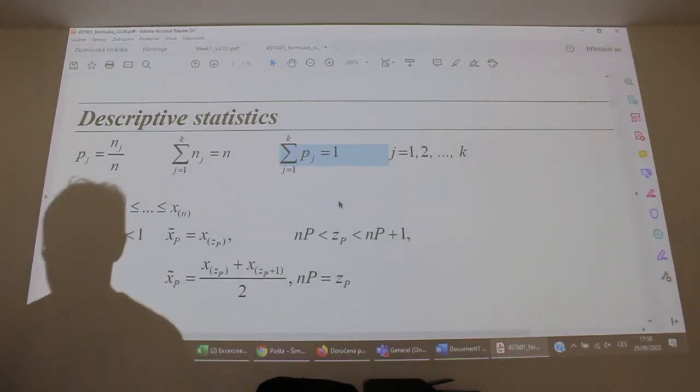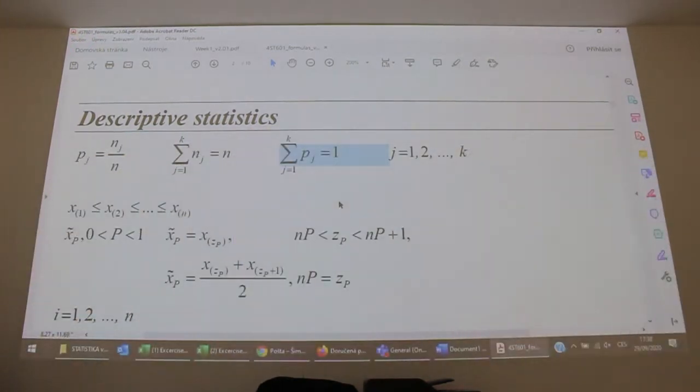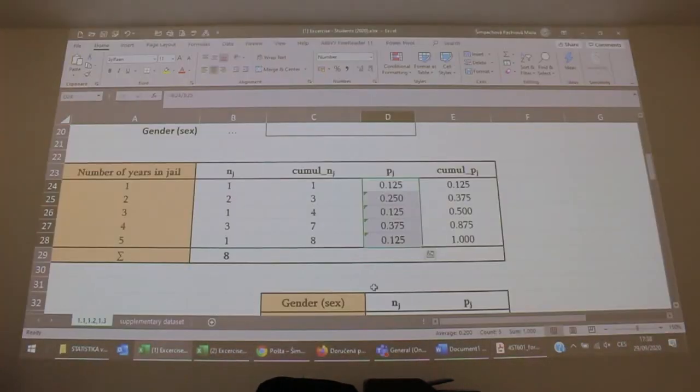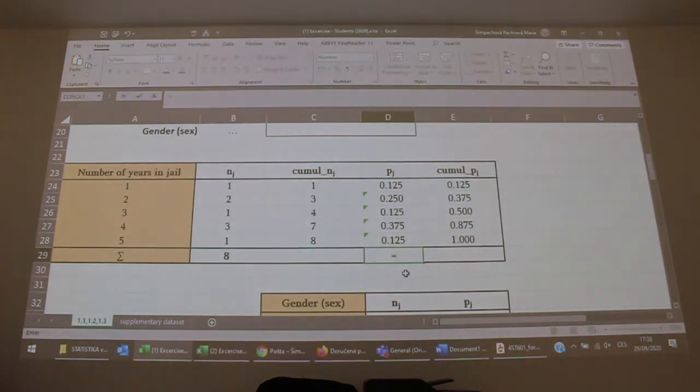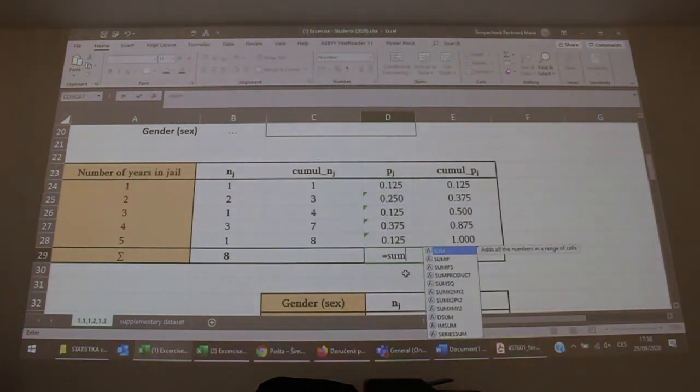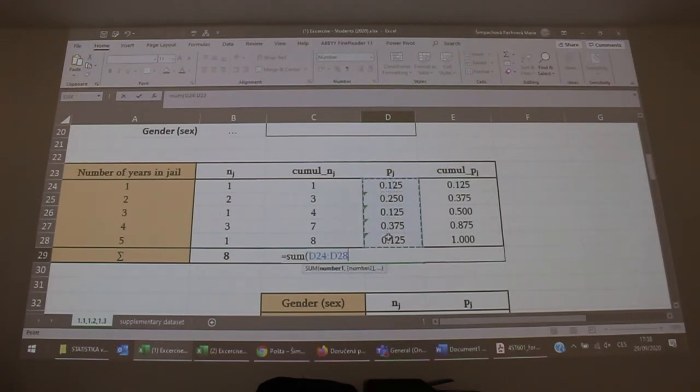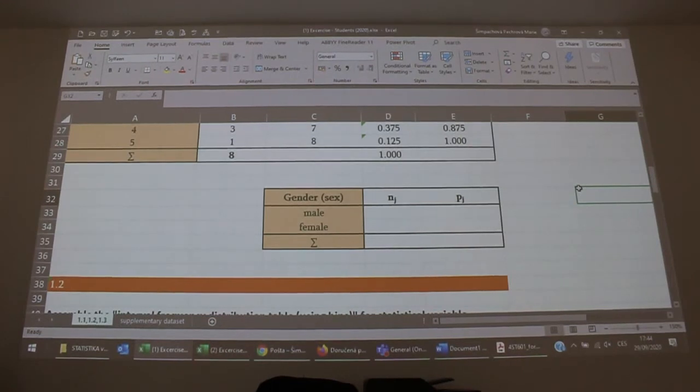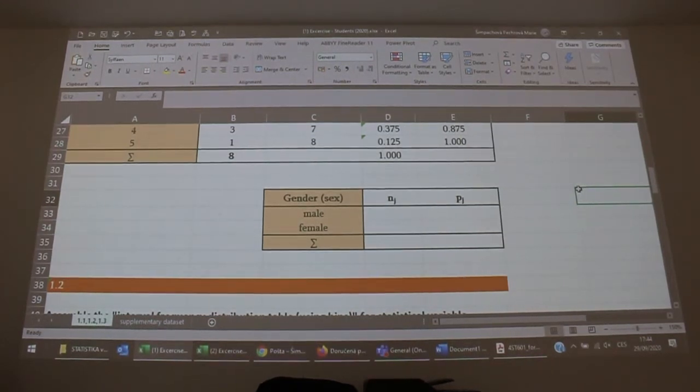So you can calculate the summation here. Equal sign, sum, open the parenthesis, all these values, close parenthesis, enter, and you have here value 1.000, nobody missing. Okay, we will continue and we will use another variable.